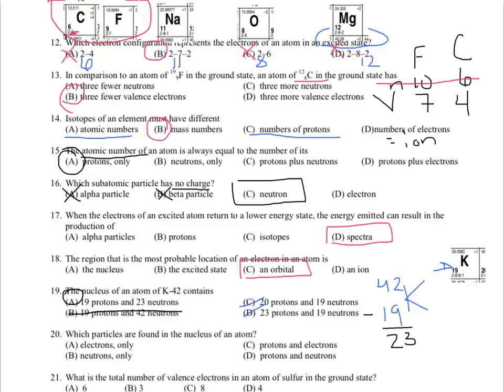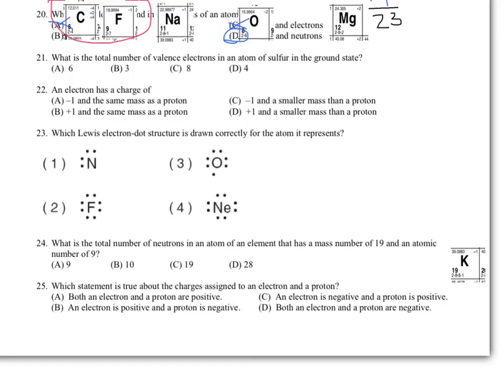Lastly, we're asked which particles are found in the nucleus. We know that in the nucleus we have protons and neutrons. Electrons are only found outside the nucleus in the electron cloud. So any choice with electrons cannot be it. And we know that we also have protons, so choice D is the best choice.